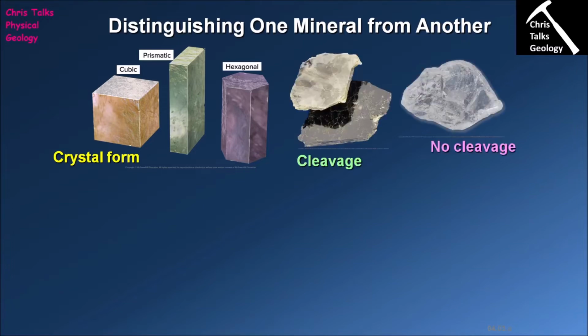Now, the next thing that we can look for is something which geologists refer to as cleavage. So cleavage is the capacity of a rock to preferentially split along a plane of weakness, and these planes of weakness are referred to as cleavage planes, and the rock will naturally want to split along them.